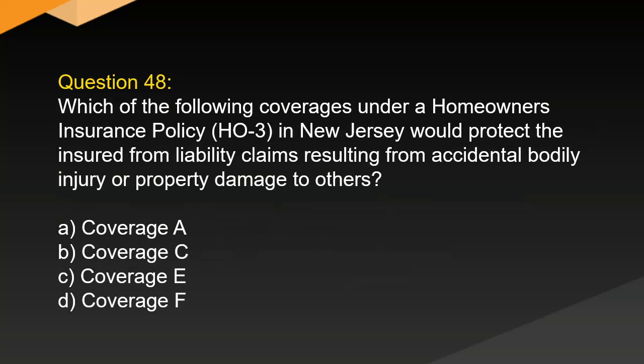Question 48. Which of the following coverages under a homeowners insurance policy, HO3, in New Jersey would protect the insured from liability claims resulting from accidental bodily injury or property damage to others? A. Coverage B. B. Coverage C. C. Coverage E. D. Coverage F.